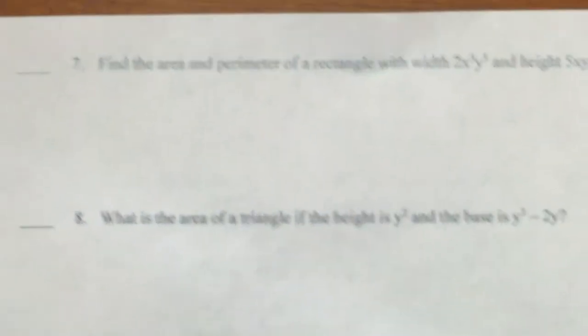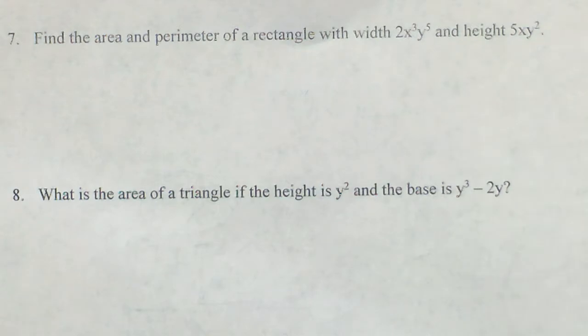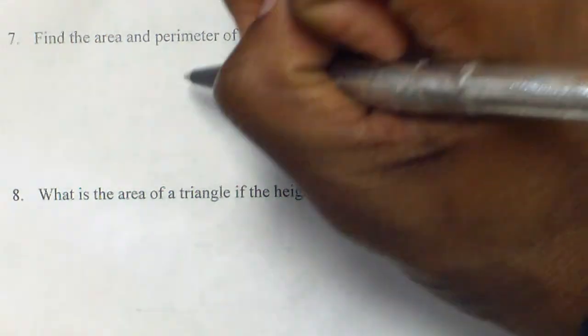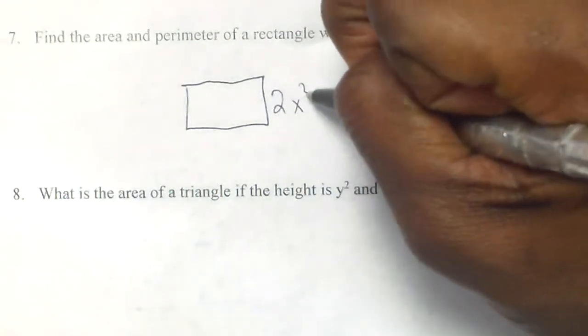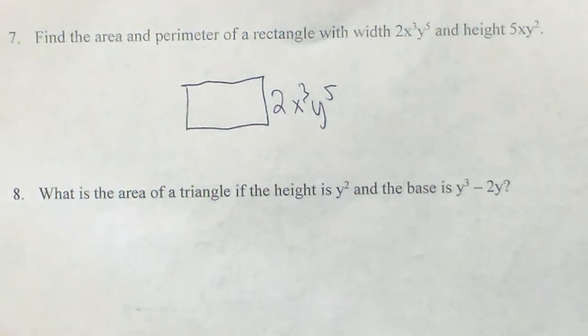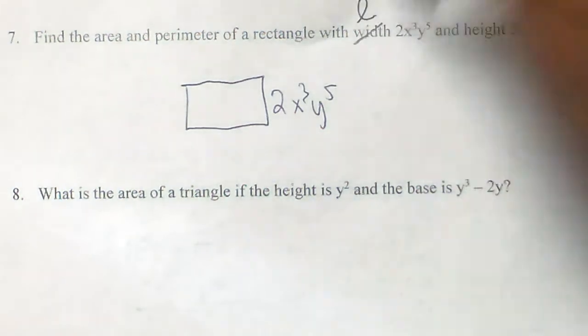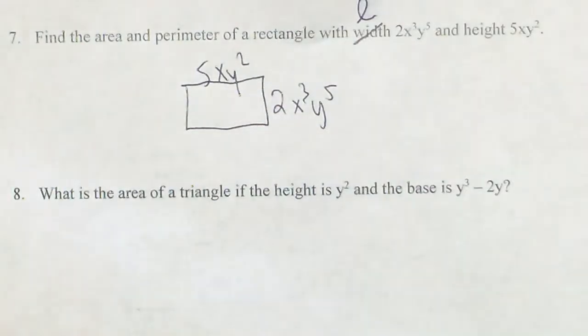And pull this out a little. There you go. This one says find the area and perimeter of a rectangle. I'm going to draw the figure. A rectangle has a width of 2x cubed y to the 5th and a height, that probably should have said length, and a height of 5xy squared. It's okay how you label it.